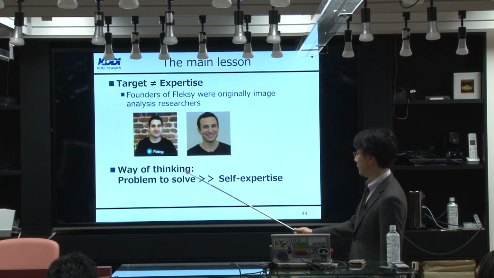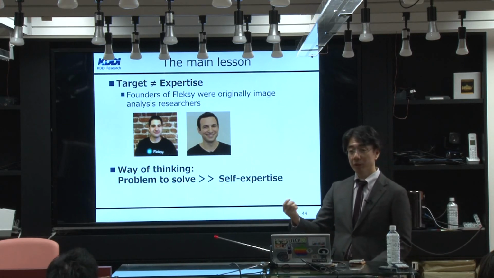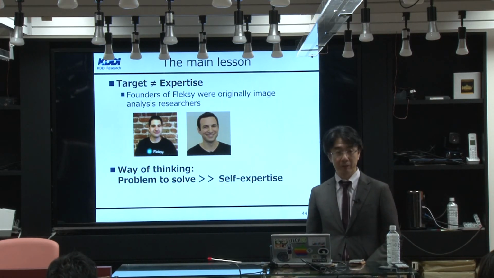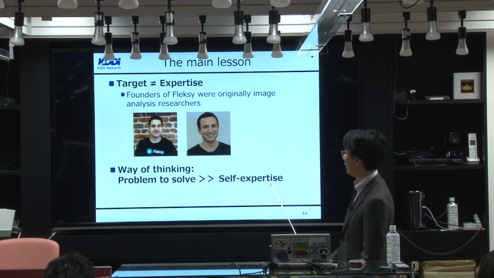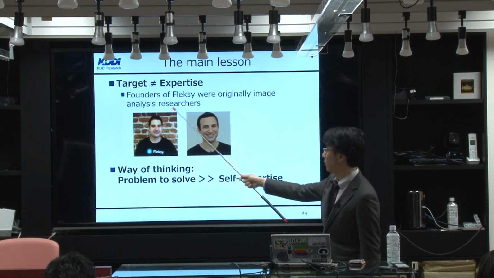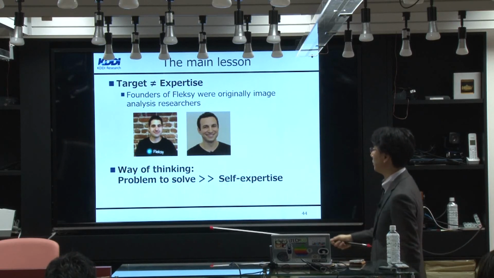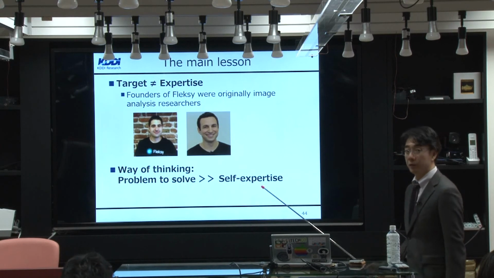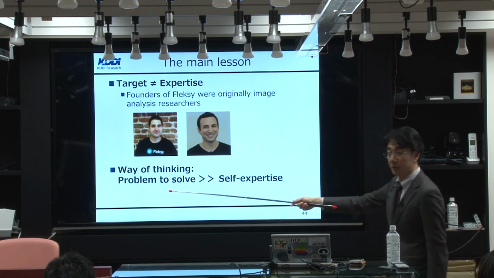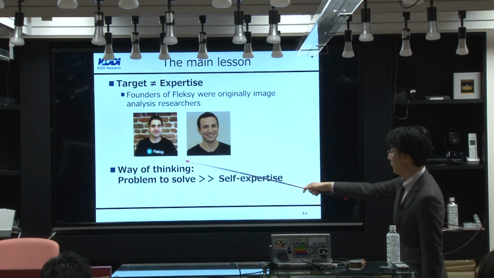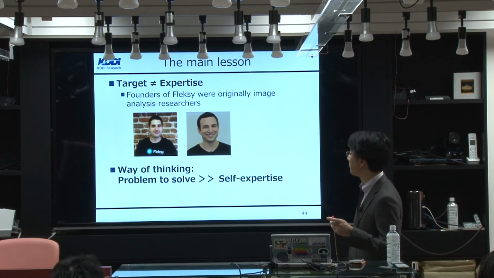But what they did was discover this problem on smartphones, that people have a bad experience typing text on smartphones. And they decided that maybe the technology they were working on could be used to solve this problem. Their way of thinking, which is very typical of Silicon Valley startups, is to find the problem to solve, the actual problem of actual users. That should be prioritized more than whatever expertise they have.